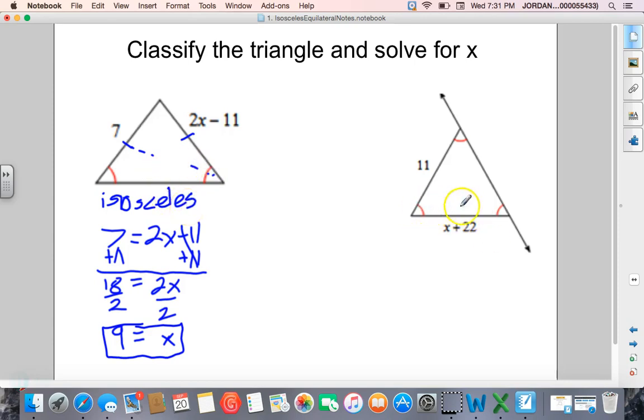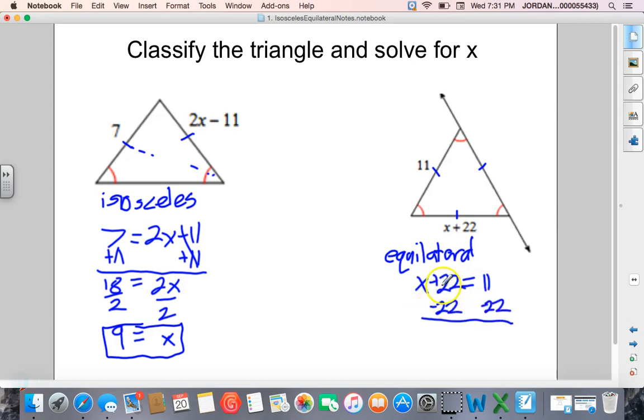So on this one, we see all three angles are the same, which makes this an equilateral triangle, or equiangular. Either one is the same thing. So because of that, we know the side opposite this angle is the same as this one, and is also the same as that one. All three are the same. So since this is equal to that, we can set up an equation by setting them equal to each other. X plus 22 must equal 11. Subtract 22 to get the x by itself. So x is alone, and 11 minus 22 is negative 11, which is our answer.